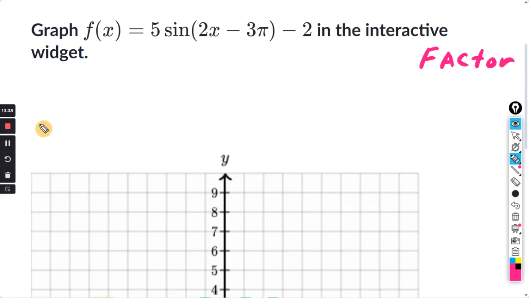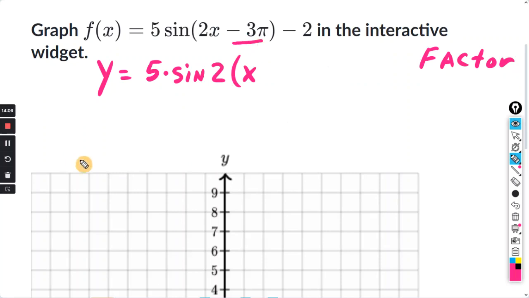And then break it down. So really, the only thing you need to factor is the coefficient on x. So f of x, that's the same as y equals 5 times the sine, and you want to factor out the coefficient on x. So it's going to be 2 parentheses x. You can see it's 2 times x. And now you want to do the -3 pi divided by 2.